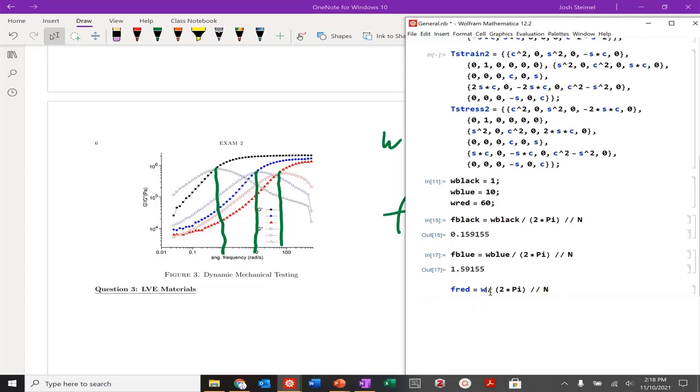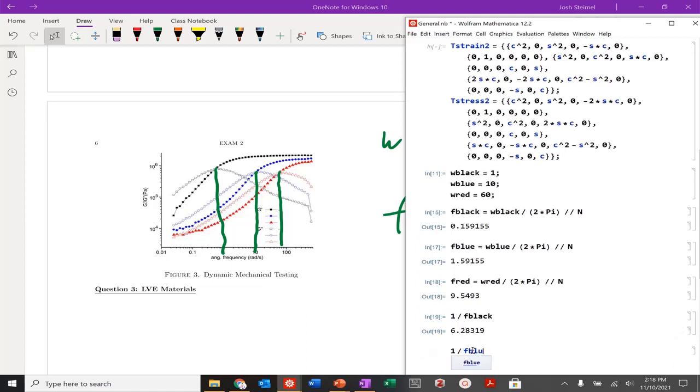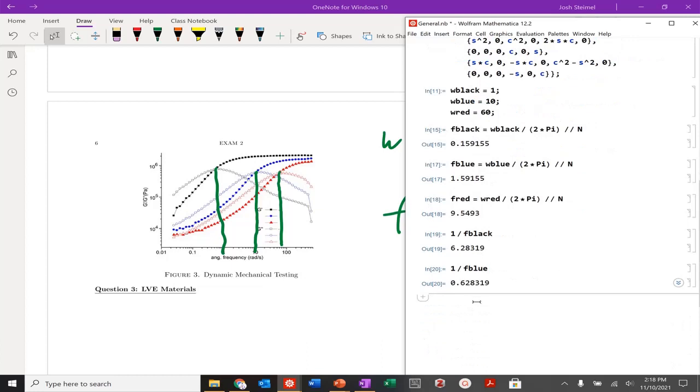equals W red. So now I could do 1 divided by F black, because again, that's in units of basically hertz inverse. So if I take the inverse, that's going to be seconds. 1 over F black, 1 over F blue, and then finally 1 over F red. So does this make sense? So this is the relaxation time.